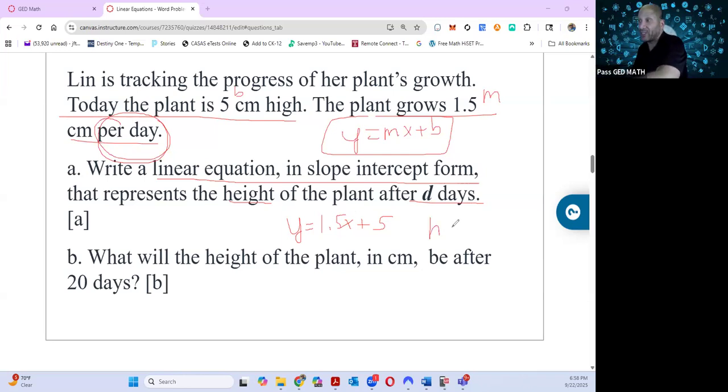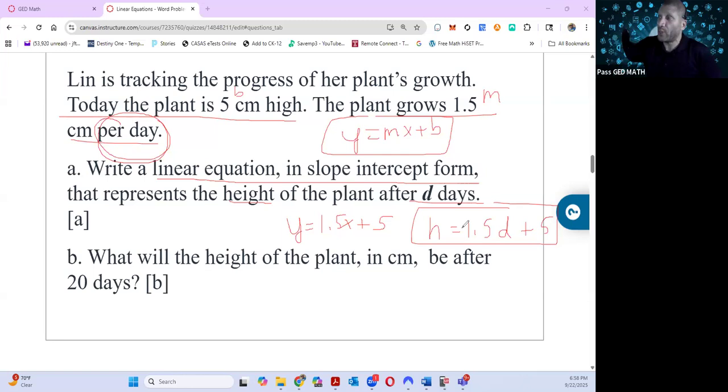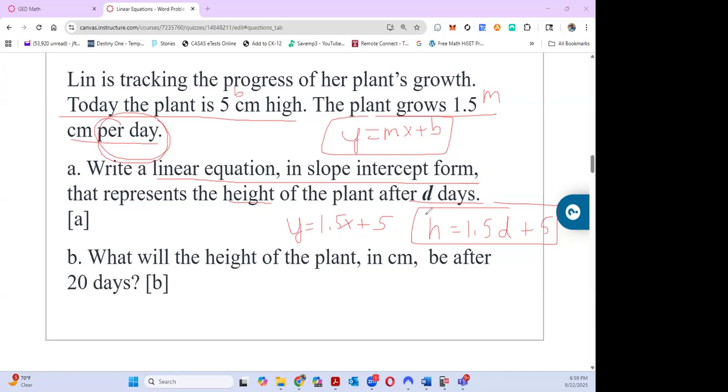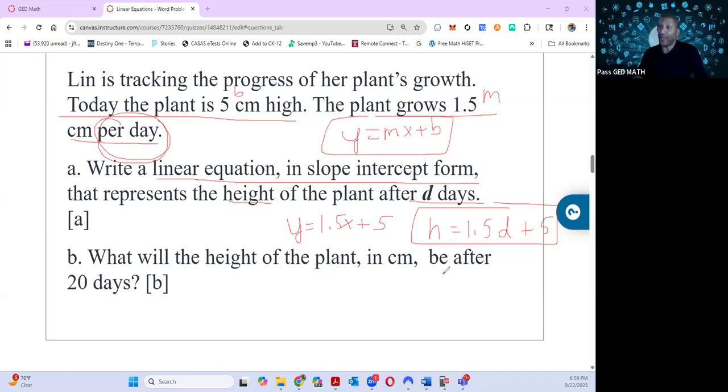So now it's H equal 1.5 times D plus 5. That would be using H and D. They're the same equations, but instead of using X and Y, we use D and H. But the key is, look at that, 1.5 centimeters per day, 1.5 D. You can't get wrapped up in these variables. It doesn't matter.